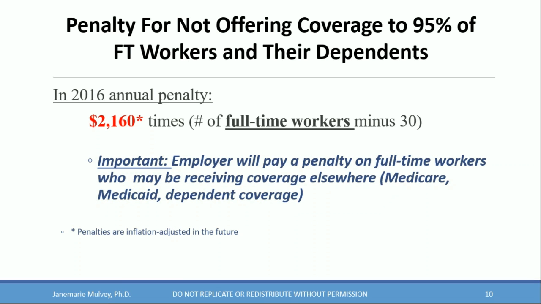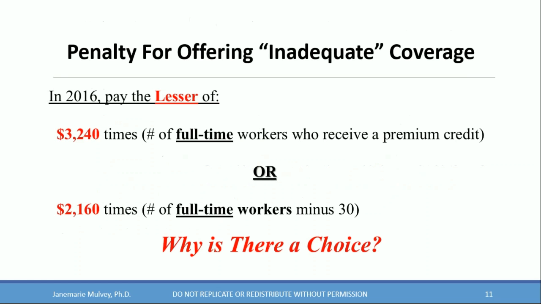However, it's very important to know that the employer will pay a penalty on all full-time workers who may be receiving coverage elsewhere. So if you have someone who has Medicare coverage, Medicaid coverage, coverage through their spouse, they will be in that full-time employee count, and then you subtract 30. Now those employees can't trigger the penalty, but they are in the count.